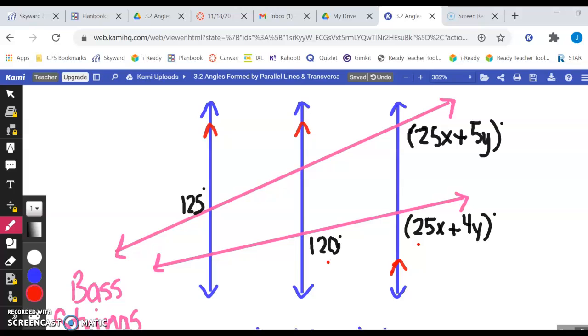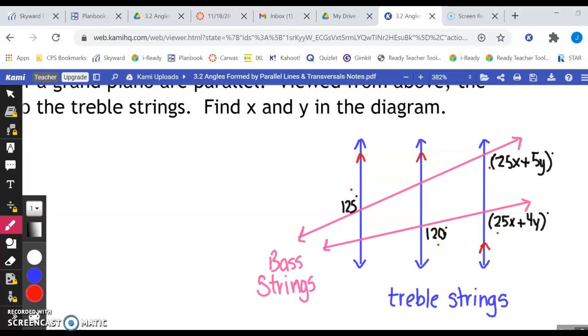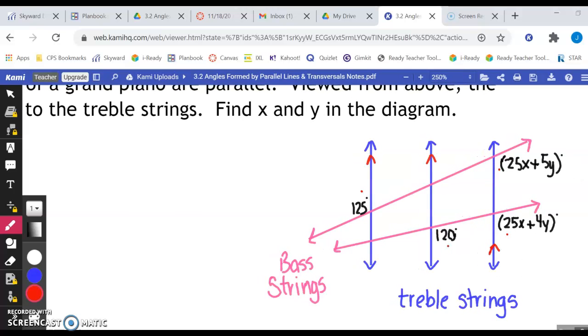Now, over here on the top, this 125 and the 25x plus 5y up there would also be equal because they are alternate exterior. They're on opposite sides of the transversal, and they're on the outside of our two parallel lines. So I can write those two as an equation. I can write 25x plus 5y equals 125. And the other one, 25x plus 4y, is equal to 120 degrees.